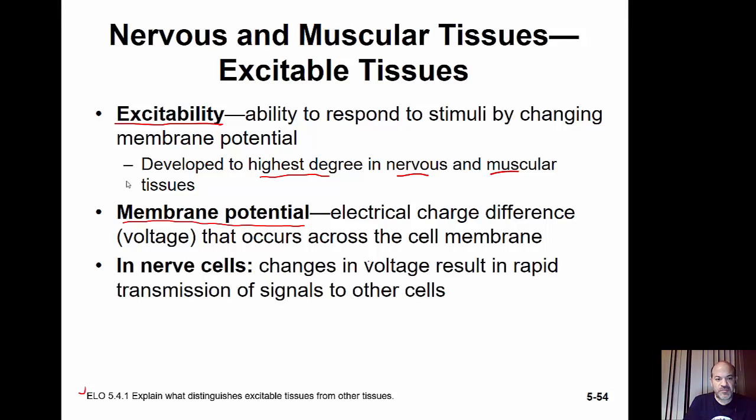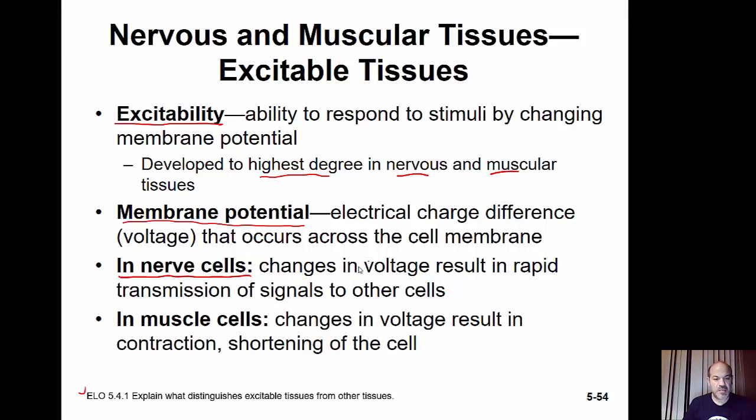In nerve cells, changes in the voltage result in rapid transmission of a signal along the cell. And in muscle cells, the voltage is going to result in a shortening of the cell, so the cell gets shorter or contracts.